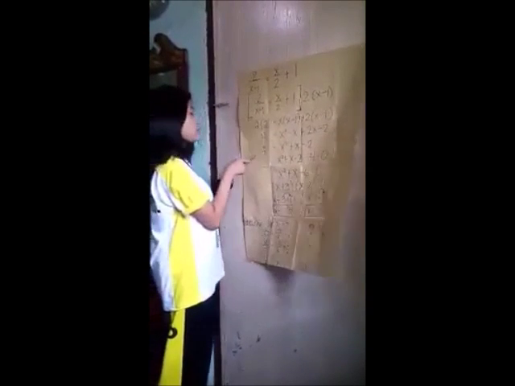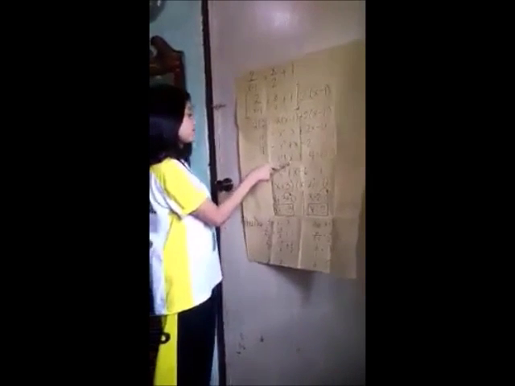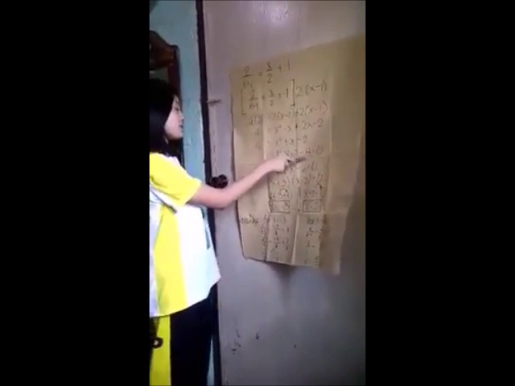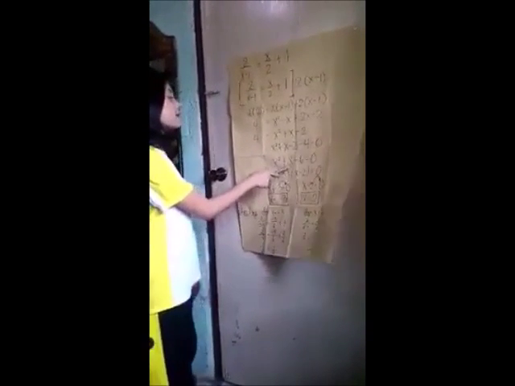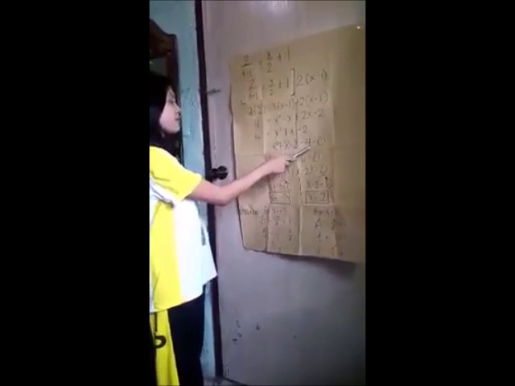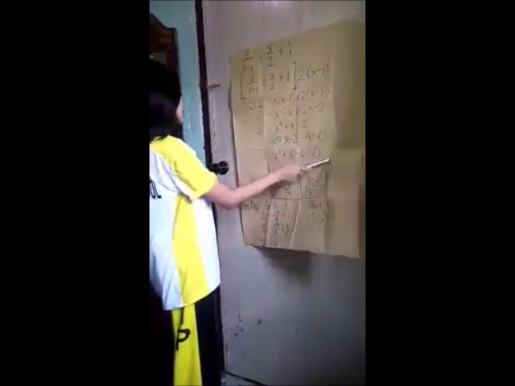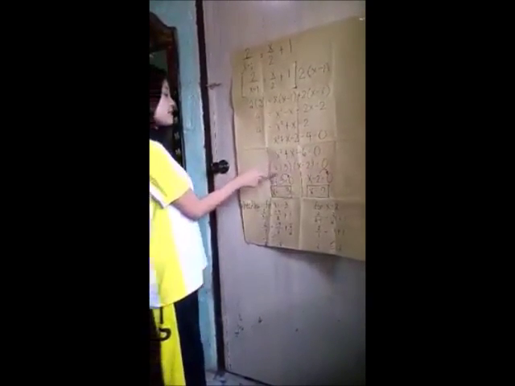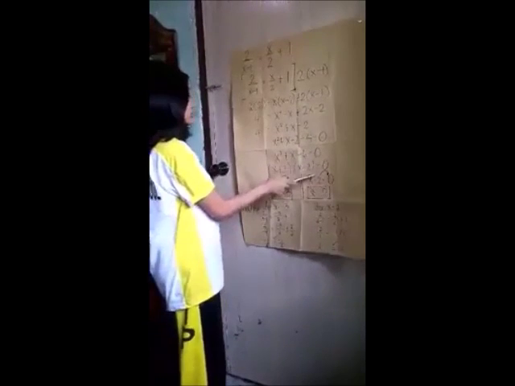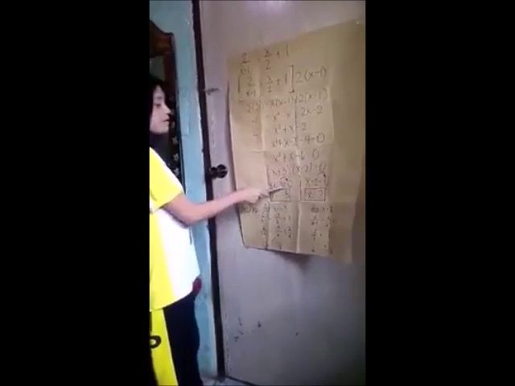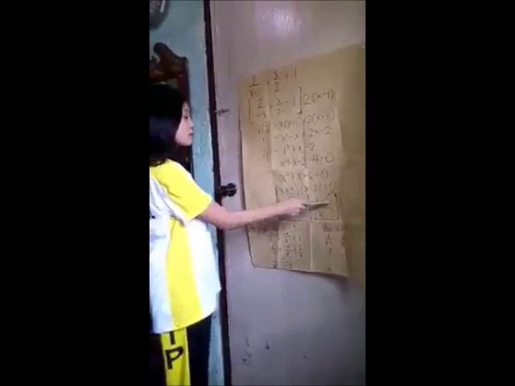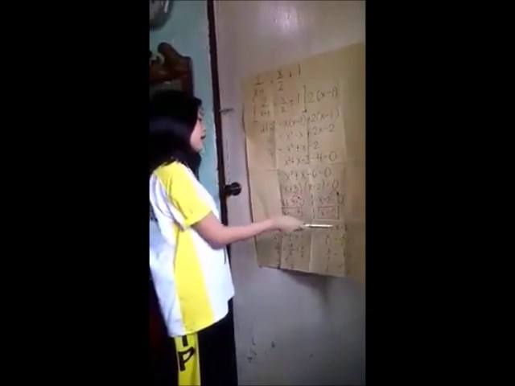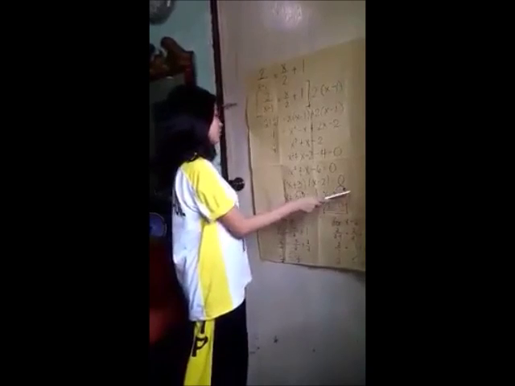Ililipat natin yung positive 4, kaya magiging x squared plus x minus 2 minus 4 is equal to 0. X squared plus x, negative 2 plus negative 4, magiging negative 6 is equal to 0. Kunin natin yung factor ng negative 6, kaya magiging x plus 3 and x minus 2. X plus 3, ililipat natin siya, kaya magiging x is equal to negative 3. Yung x minus 2 is equal to 0 naman, ililipat natin siya, kaya magiging x is equal to positive 2.